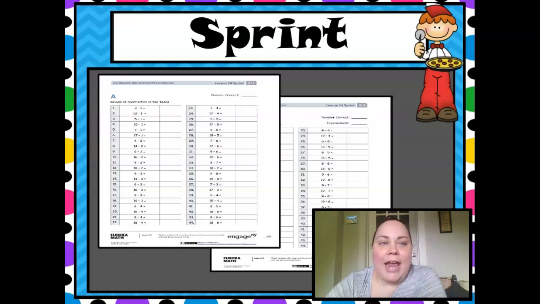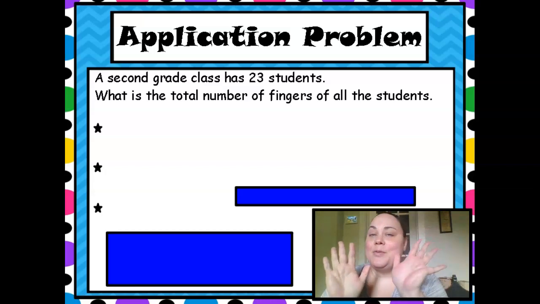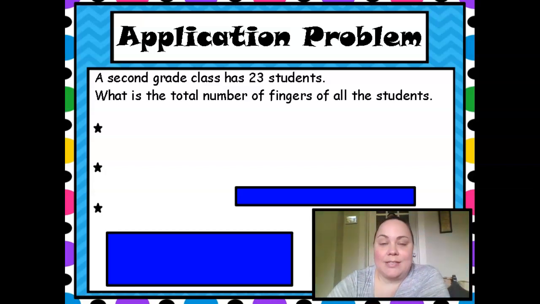Let's take a look at our application problem. A second grade class has 23 students. What is the total number of fingers of all the students? Well, first off, how many fingers do we have? We have 10. So we need to count 23 students, and we need to make sure we have them with 10 fingers. So we're going to use place value discs, and we're going to use the tens one to show a 10 for each student.